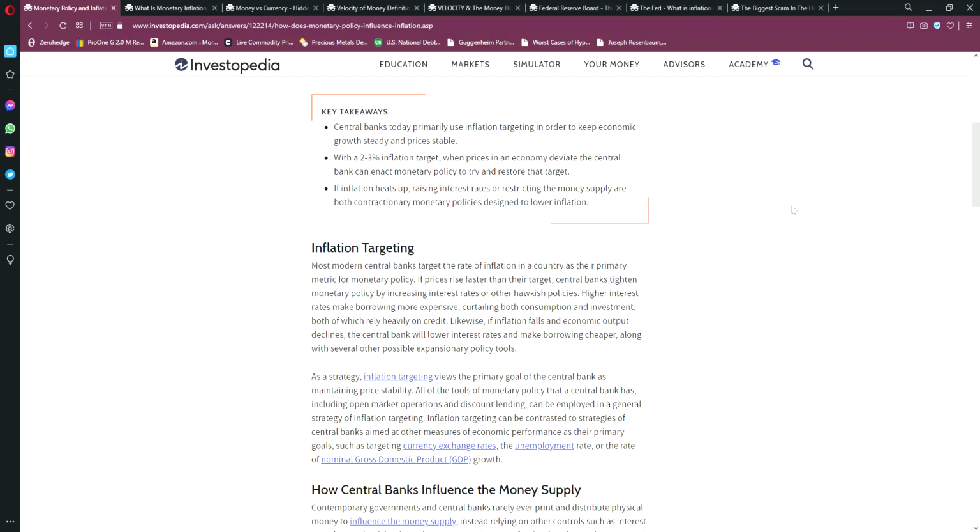Key takeaways. Central banks today primarily use inflation targeting in order to keep economic growth steady and prices stable. With a 2 to 3% inflation target, when prices in an economy deviate, the central bank can enact monetary policy to try and restore that target. In other words, if inflation is exceeding 2 or 3%, the central banks can use their monetary policy actions to reel in inflation, is what that is saying. I don't necessarily agree. That's just what it's saying. If inflation heats up, raising interest rates or restricting the money supply are both contractionary monetary policies designed to lower inflation. Tapering is pretty much the universal word for restricting the money supply, for anybody wondering.